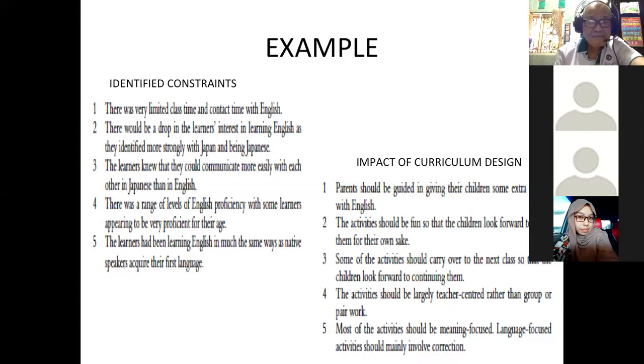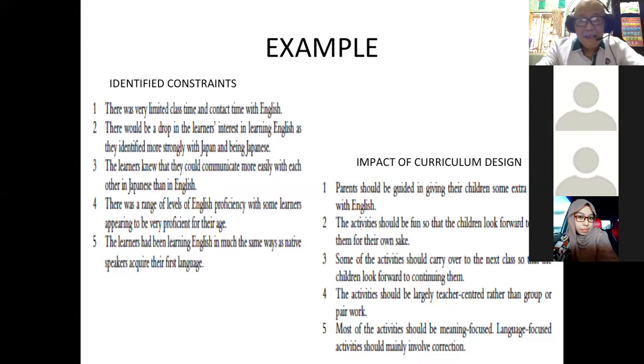And then when you take a look at example number 3, the learners knew that they could communicate more easily with each other in Japanese than in English. In our situation, we'll say that the learners may communicate much more easily in Bahasa Indonesia or in their mother tongue, their local language, than in English. So how would you translate this into your curriculum when they are likely to use their Indonesian or their vernacular, their local language, rather than English when they communicate, even in the classroom?